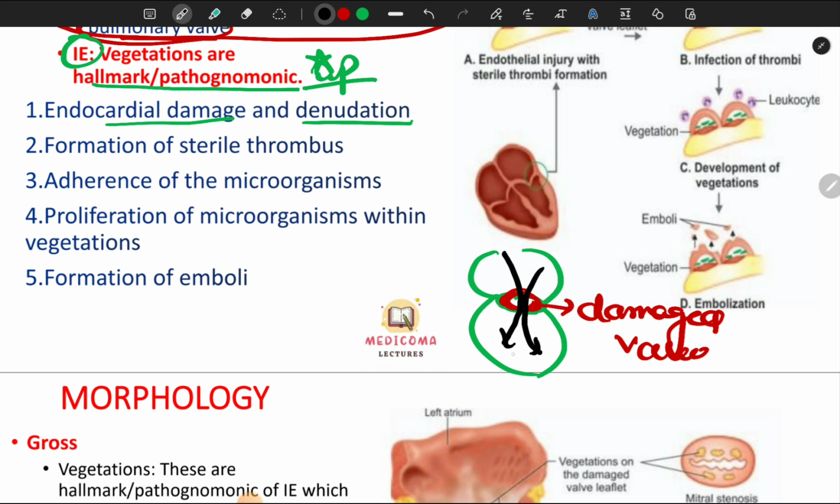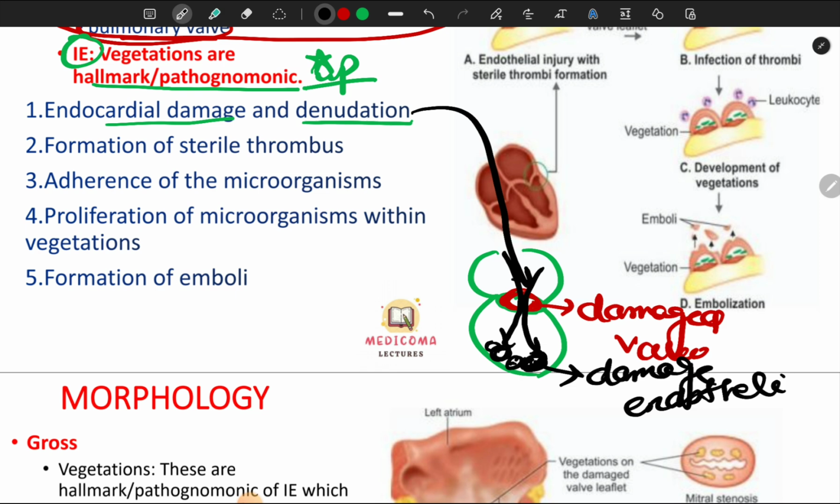So this high pressure damages the endothelium. Due to this damage to the endothelium, there is colonization of bacteria and also proliferation of that bacteria. So this is the first step.